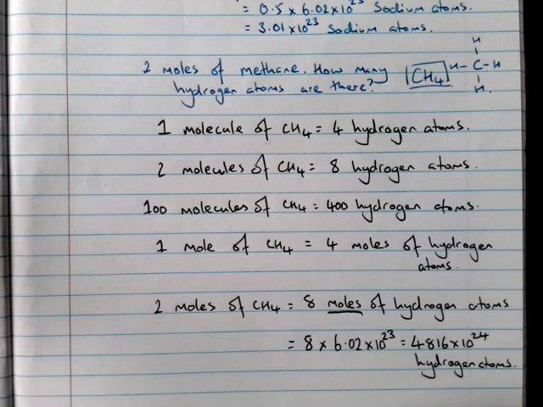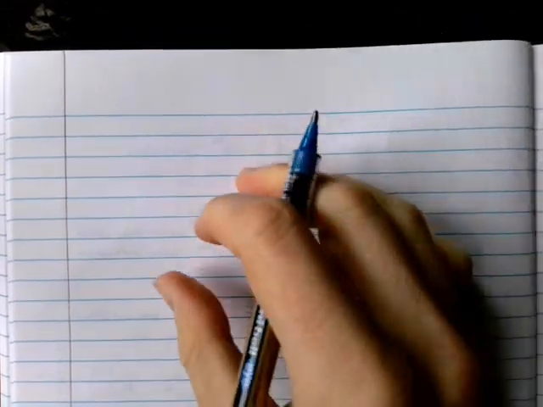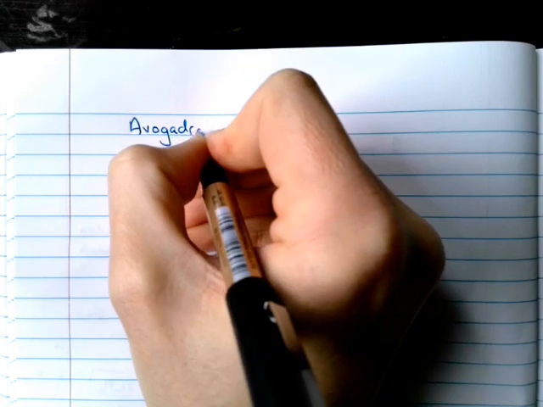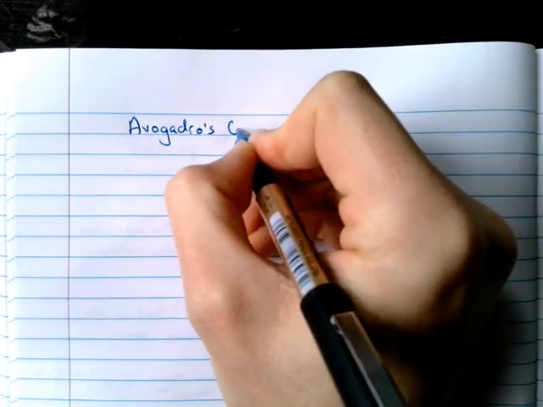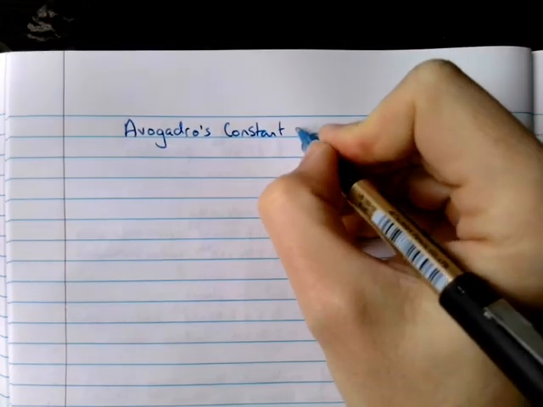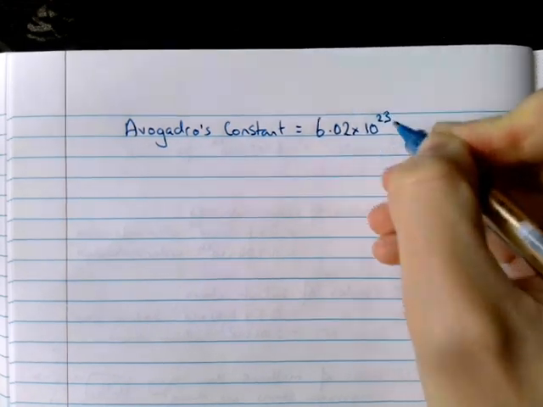Okay, so you might be thinking, why is it 6.02 times 10 to the 23? Why is it that particular number? Is that just a number picked at random? No, it's not. Okay, so there is a reason we use that particular number. And in fact, that particular number has a special name. Okay, and the name for that number is Avogadro's constant, or Avogadro's number. Now, Avogadro was a scientist, and it's named after him. So it's 6.02 times 10 to the power of 23.